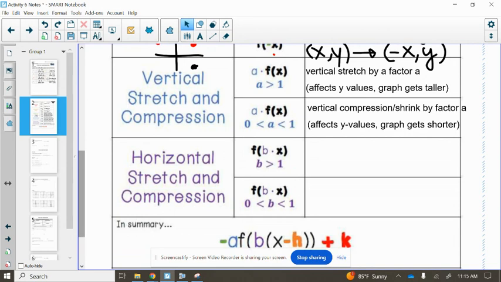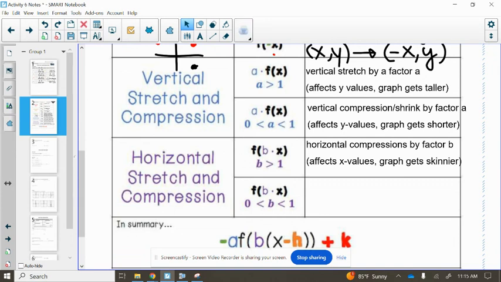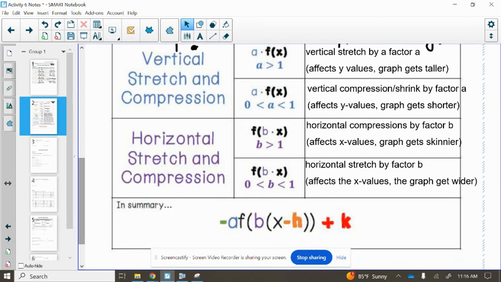When our value is on the inside, and be careful on this one, it's bigger than 1, this is actually going to be a compression by that factor. So it's going to affect our x value. It's going to make our graph skinnier. And if that is a fractional value on the inside, it's going to affect the x value. It's going to actually make it wider on that. So you're going to definitely want to make sure you get these jotted down, and we see again in a color, more than one of these can be happening at once as well to be able to see this.